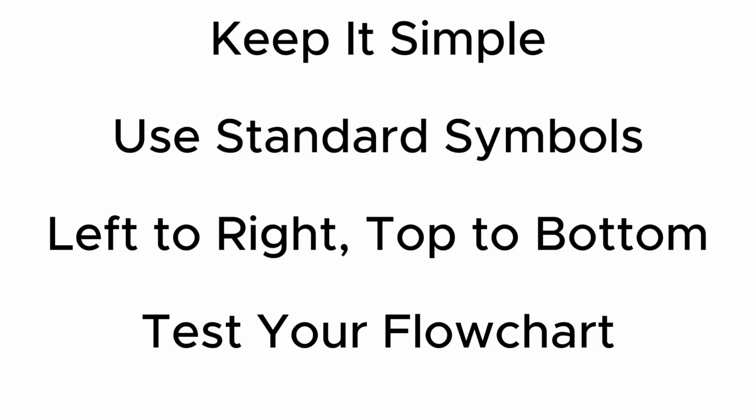Okay, so here are some tips to keep in mind when creating your own flowcharts. First, keep it simple. Use clear and concise labels for each step and avoid overcrowding your flowchart with too many details. Then just stick to the standard flowchart symbols so that your diagram is easy to read and universally understood. Then lay out your flowchart in logical order, typically from left to right or top to bottom, to guide your viewer through the process. And then walk through the flowchart yourself to ensure it accurately represents the process and doesn't have any gaps or errors.